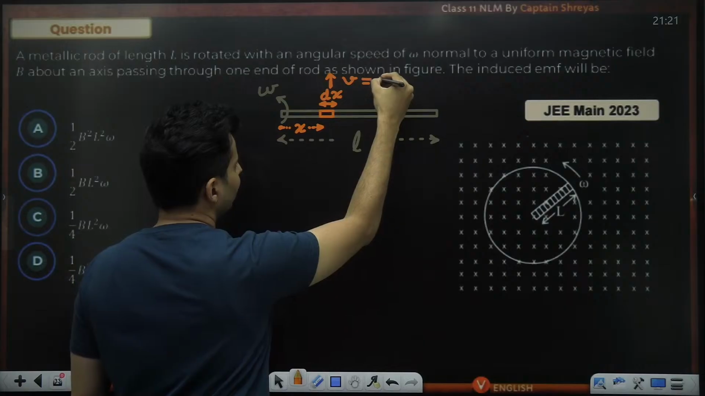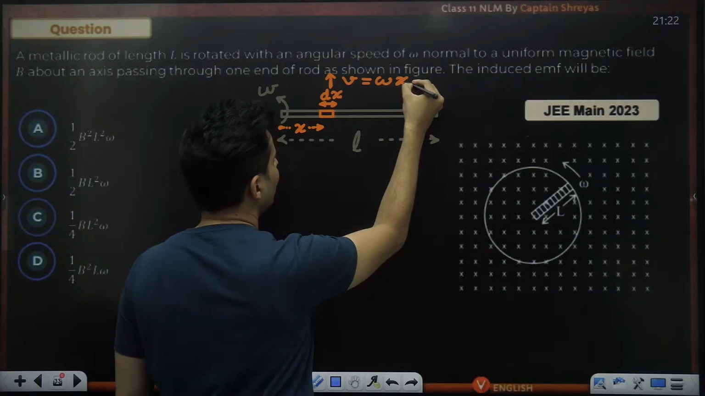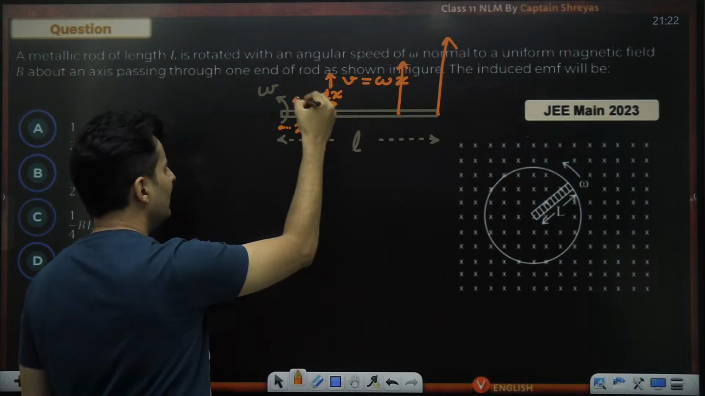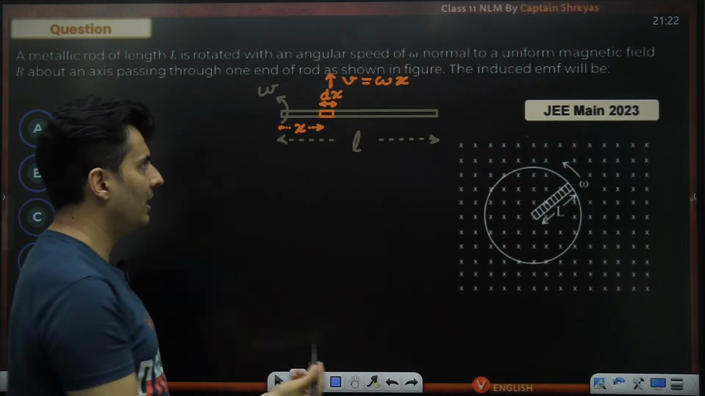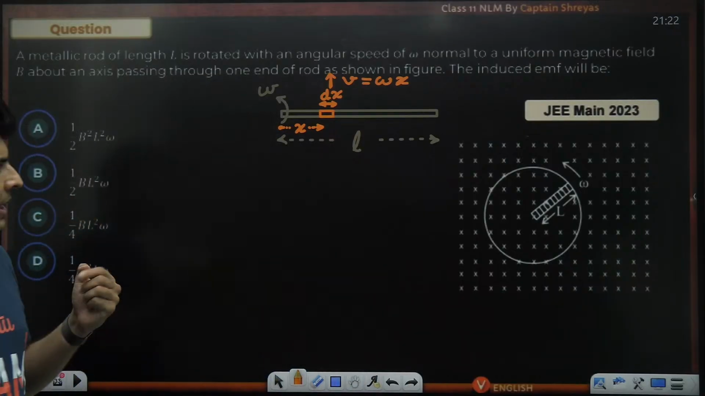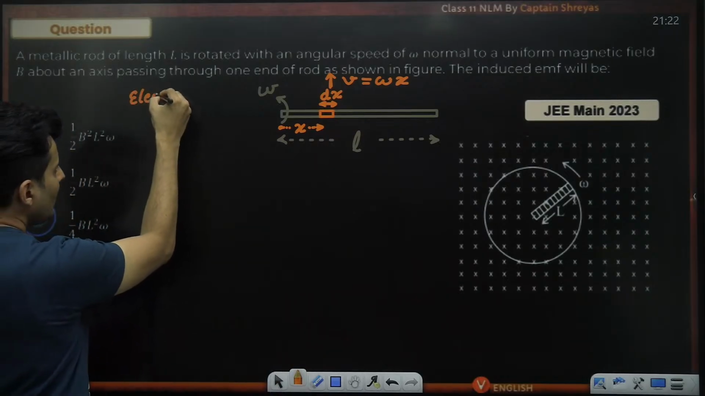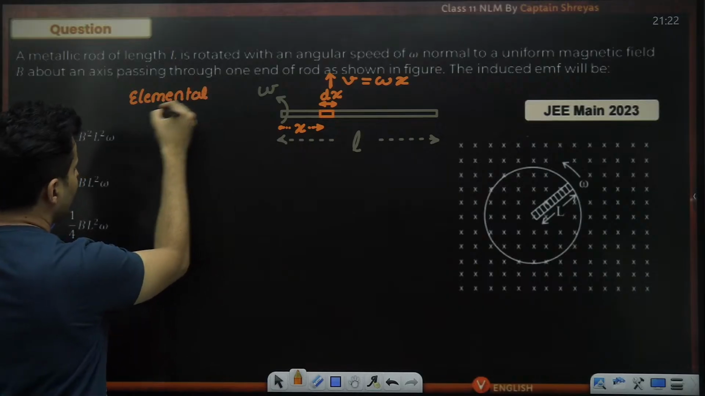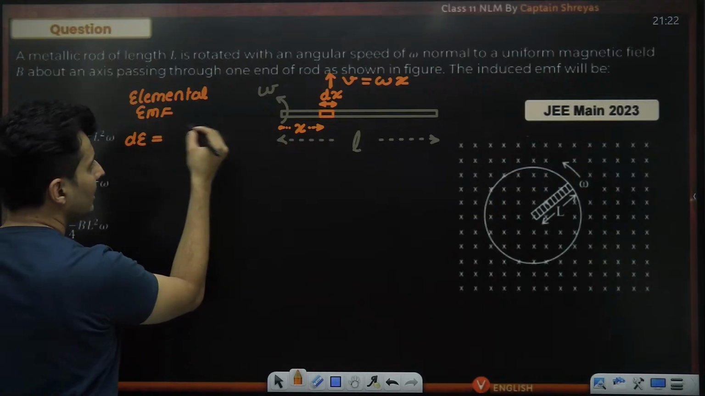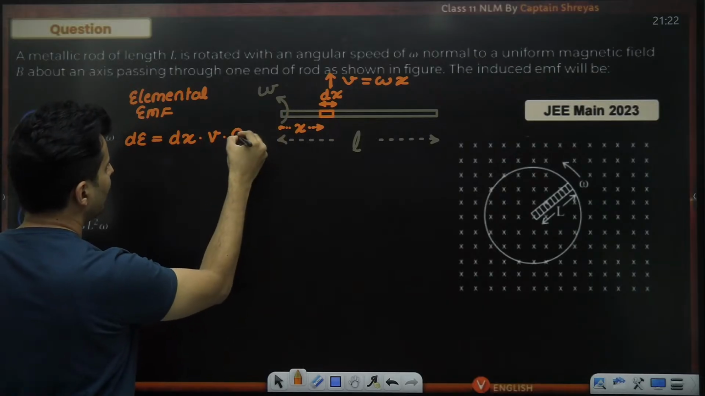That velocity will be angular speed into the radius. The radius of this circle will be x. So it will be omega x. If I take this part here, it will have more velocity. This part here, even more velocity. This part here, less velocity. So now I have taken care of that part where velocities could be different at different places, which kind of makes sense. Now, I will say what will be the elemental EMF, dε. That elemental EMF dε will be length, which is dx, into V, into magnetic field.